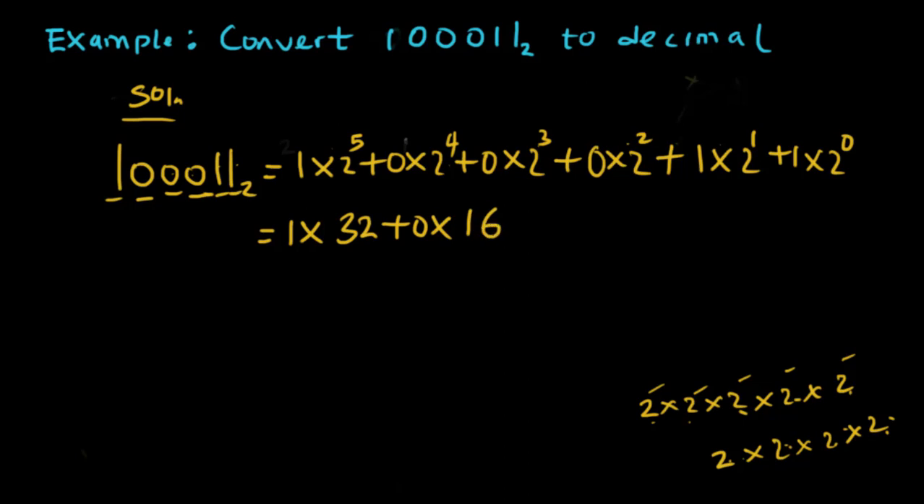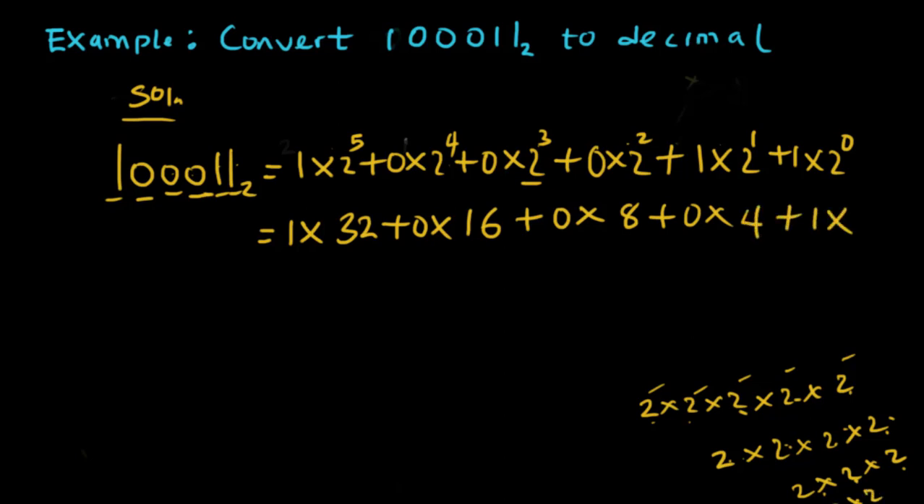Do you understand? Plus 0 times 2 raised to power 3. That is 2 times 2 times 2. 2 times 2 is 4. 4 times 2 is 8. Plus 0 times 2 raised to power 2. That is 2 times 2. 2 times 2 is 4. Plus 1 times 2 raised to power 1. That is just 2, which will give us 2. Plus 1 times 2 raised to power 0. Anything raised to power 0 is 1. So we have 1. Do you understand?